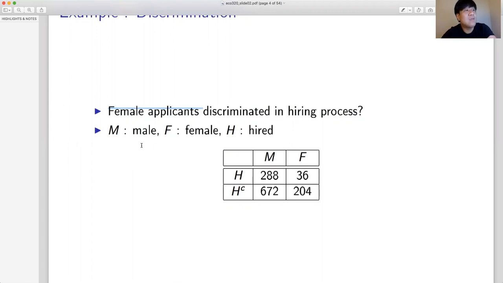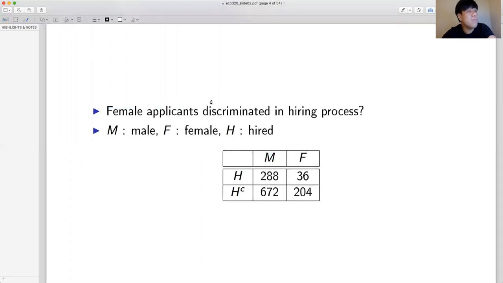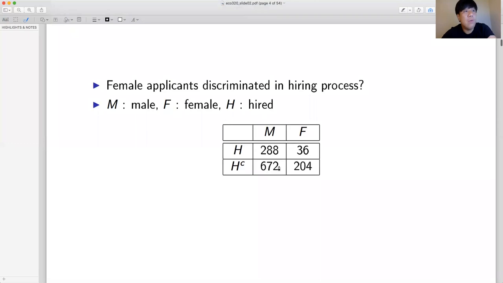When I ask you to do something like that, you might want to transform the data into tables like these. So M is male, F is female, H is hired. H complement is not hired, it's 1 minus H, right? Something we have learned so far. You might want to use some notation because sometimes the questions are long. You might want to indicate that something equals something. Based on that, we want to convert this to probability, right?